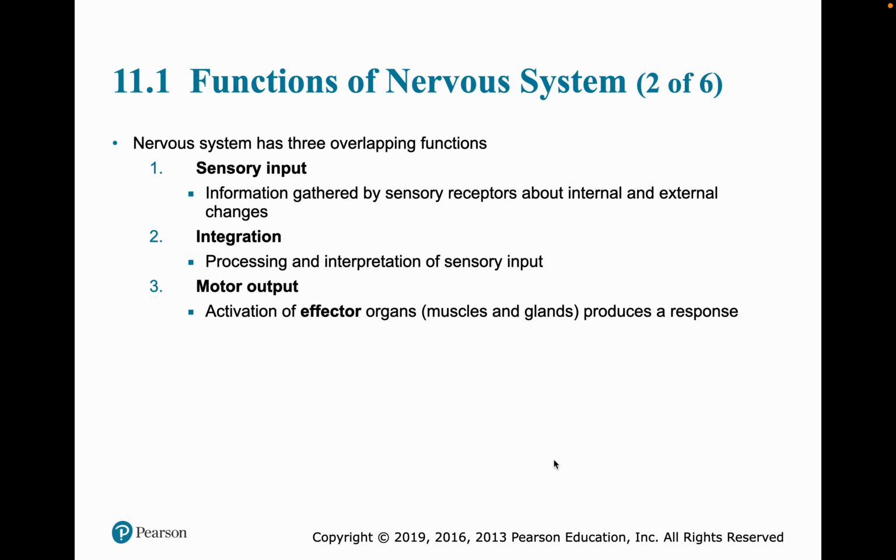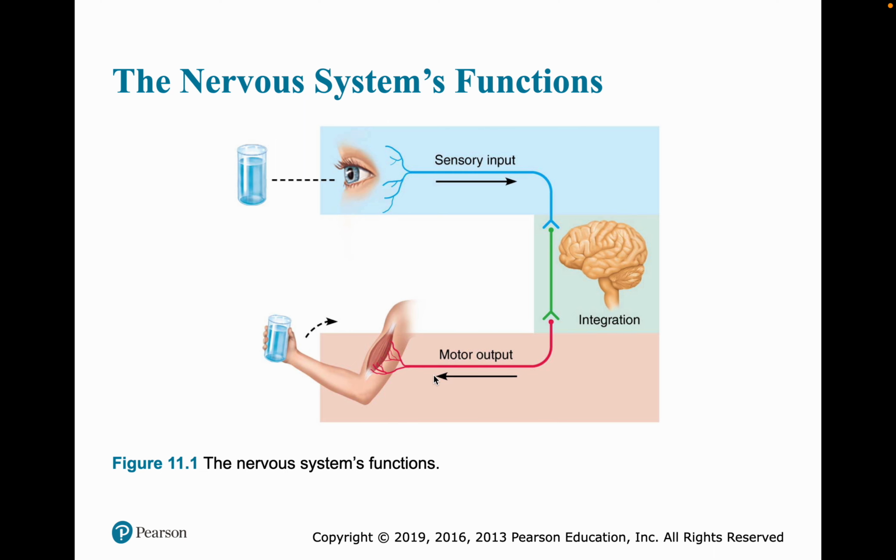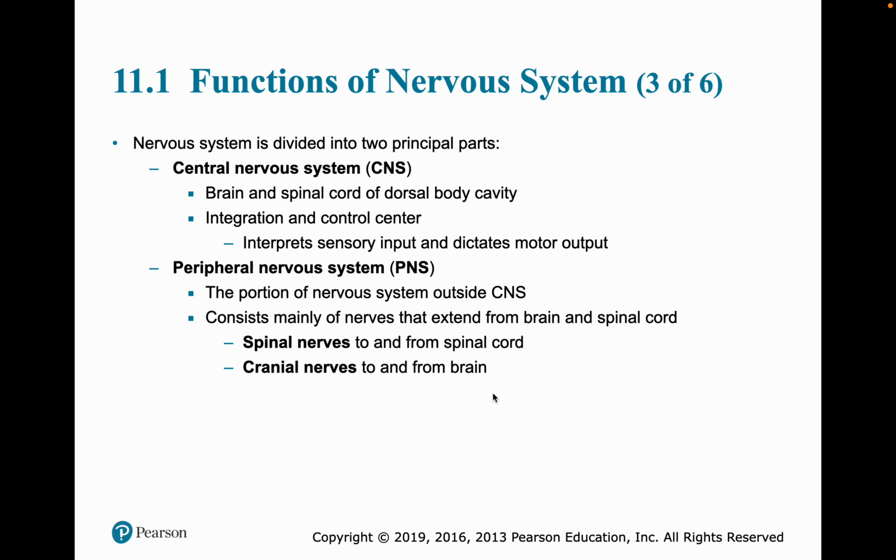And motor output is the activation of a specific effector organ, and this is one of the differences between the nervous system and the endocrine system: we're going to activate a specific effector organ in the case of the nervous system, and those are generally muscles or glands that produce a response. So again, sensory input. What does that input mean? Integration. And motor output. What do we do about it? Motor output is oftentimes movement of something, if we're talking about skeletal muscles, but it could also be glands.